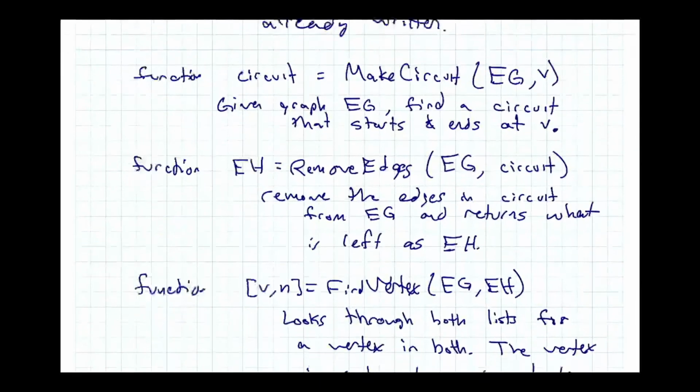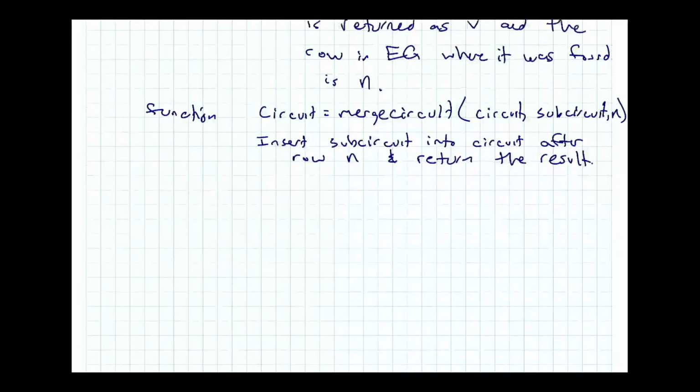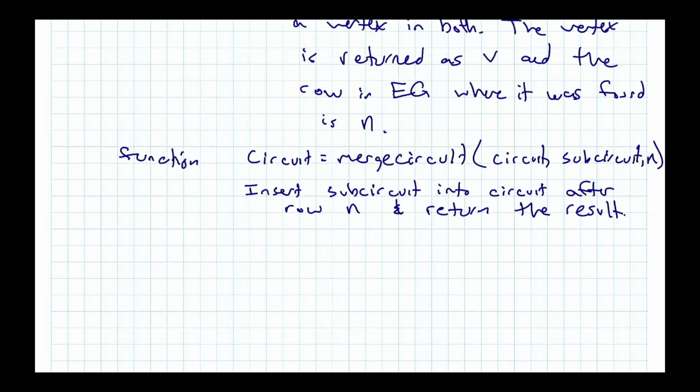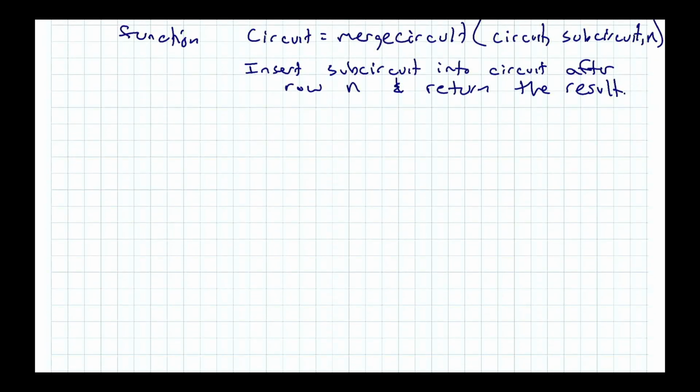Like coding up the whole thing seems impossible, but like think about this. Like circuit, merge circuit, circuit, subcircuit in, insert subcircuit into circuit after row in, and then return the result, right? Like if you're going to write this code, this will be the last thing we do. Because we're not going to be writing code. But like, so each of these is simple, relatively simple. They're not all simple.